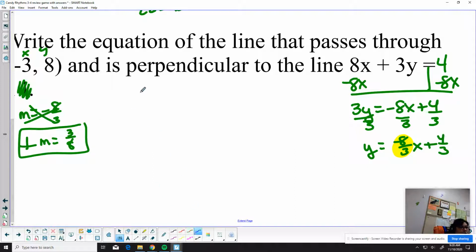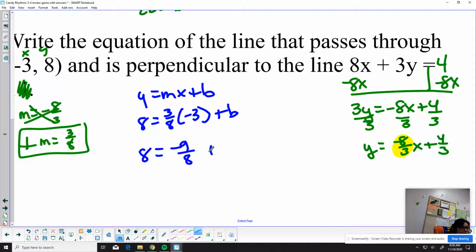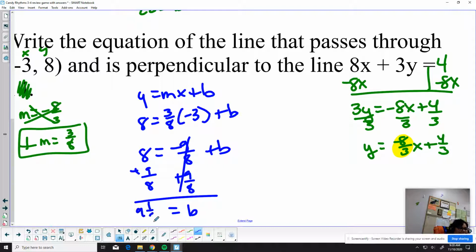So let's plug in. y equals mx plus b. So y is 8, m is 3/8, x is -3, plus b. That's -9/8, so I'm adding 9/8. So 8 plus 9/8, let's see, is 9 1/8. Or if you use Desmos, that would be 73/8. So y equals 3/8 x plus 73/8. Or you could also put 9 1/8 there.